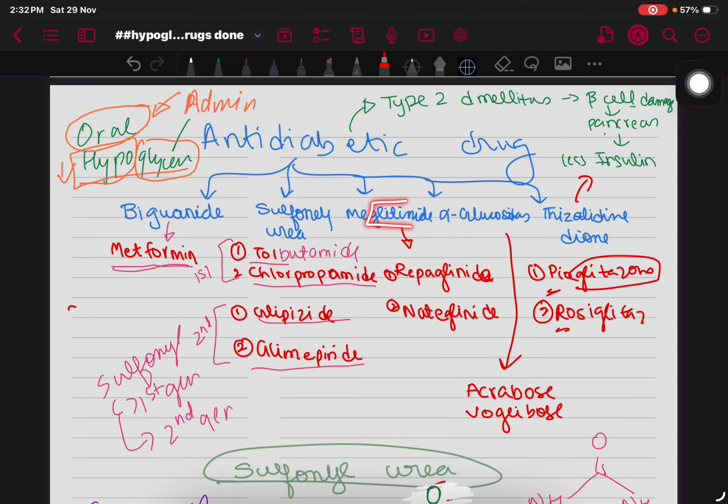You can see the suffix "glinide" is the same. In alpha glucosidase inhibitors they are acarbose and voglibose, both similar in name. And then we have thiazolidinediones: pioglitazone and rosiglitazone. The "glitazone" part is the same.